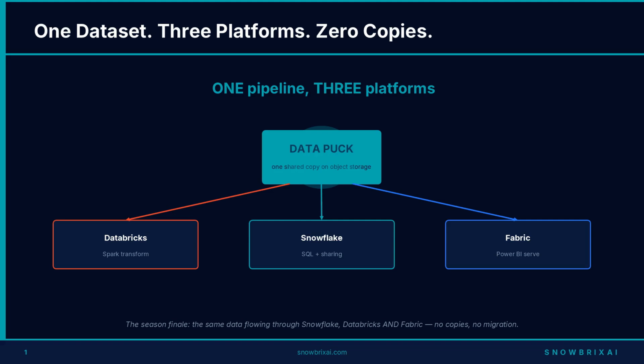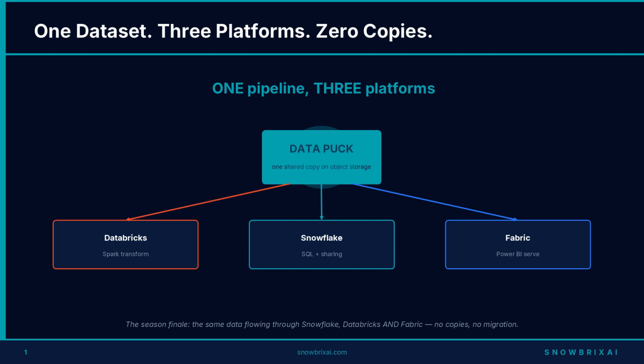Picture this, 30 lessons ago, we started with one question. How do you actually move data at scale? And look where we are now. One dataset, three platforms, zero copies, the same orders data flowing through Snowflake, Databricks and Fabric at once. No copying, no migration, one shared copy, each platform doing what it does best. And the trick is one idea you already met this season, open table formats.